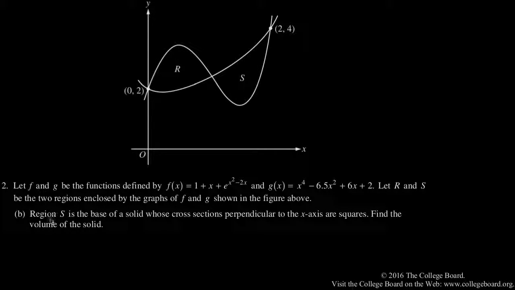Alright, for part B, we say that region S is the base of a solid whose cross-sections perpendicular to the x-axis are squares. Find the volume of the solid. So remembering from part A, if you want to see how we got that, look at the previous video. We know that this bottom here, which is the top there, is F, and the top here, bottom there, is G.